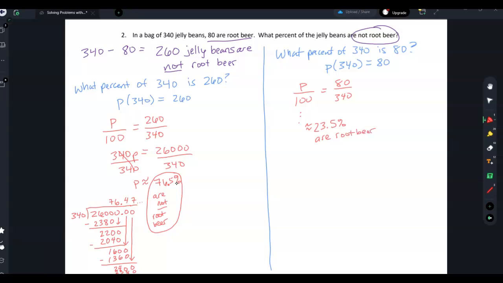So this is another way a student could approach it. It's just then instead of doing their subtraction at the beginning to find what's not root beer, you could do it at the end. So then if you know that 23.5% are root beer, then we could take 100% of the jelly beans and subtract the 23.5% that are root beer. And then that would give us 76.5%. I guess I should say that's approximate since it's rounded. Approximately 76.5% are not root beer. So you have lots of choices here, lots of approaches that a student might take in terms of when they're going to do their subtraction, when they're going to do translation or proportion methods.